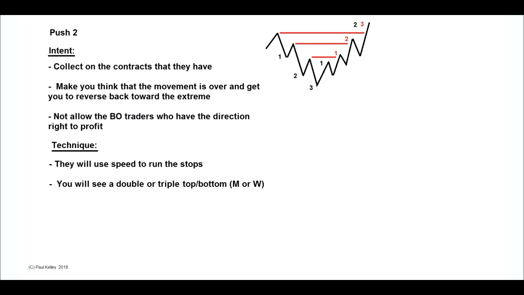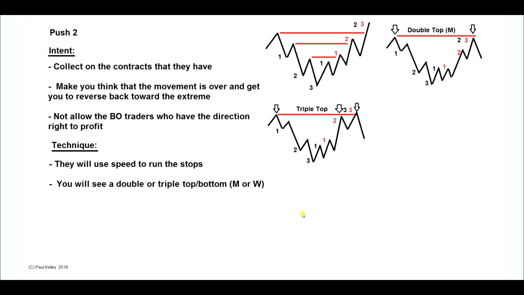So what are they going to do to make the people think the top is in? They should be coming back down. They're going to show a double or triple top, an M or a W. Like in here, they're going to bring it up and show you a double top with your push 2. They can show you a triple top. There's one over here, something like this. A double or triple top is what they're going to show you.